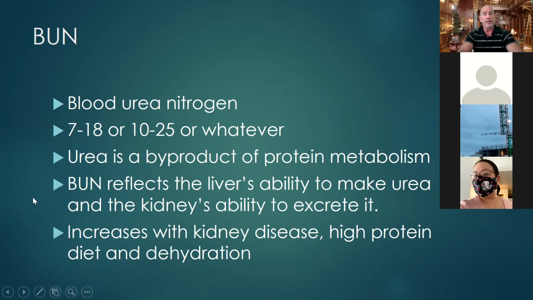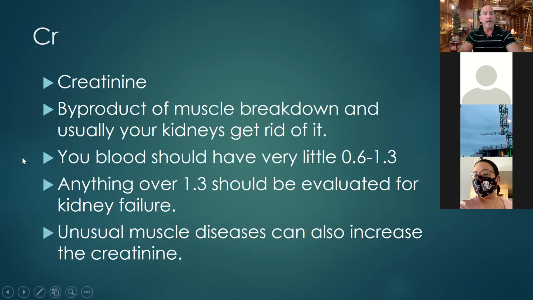BUN and creatinine go together. Now, creatinine is also a byproduct of muscle breakdown, but then again, just like BUN, it's a waste product. Normally, you shouldn't have a whole lot in your bloodstream. 0.6 to 1.3 is a normal value. Anything over 1.3 could mean your kidneys are failing.